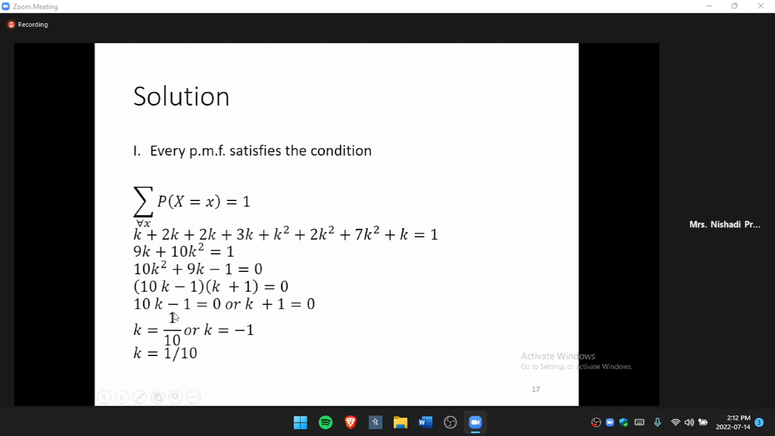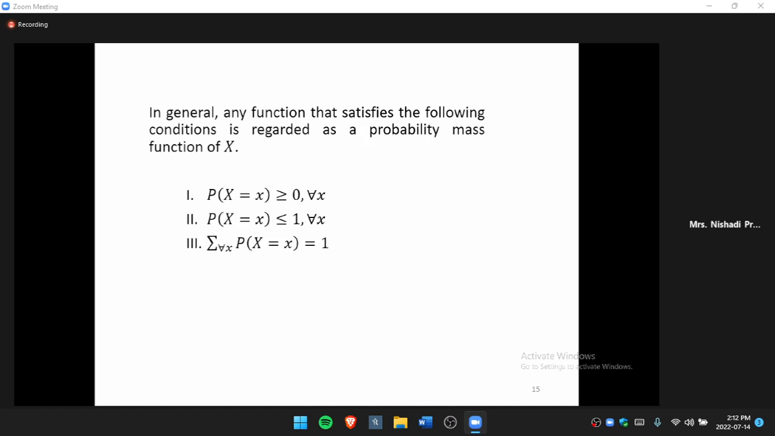So there may be two roots for this equation, that is k equals 1 over 10 or k equals minus 1. Now tell me which value is going to be picked as the value of k, 1 over 10 or minus 1? To pick the correct value, you have to consider other conditions as well. Why?